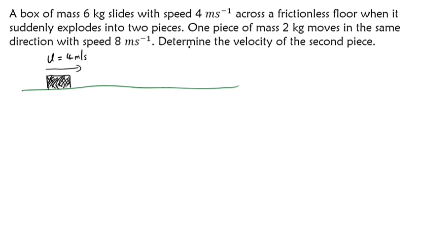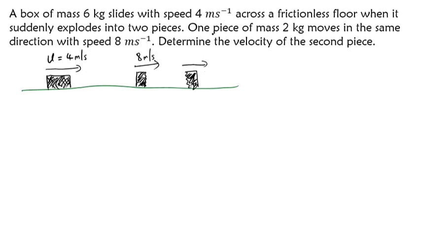It then explodes into 2 pieces. After the explosion, we have this piece here. Remember, they are going in the same direction. It says it explodes into 2 pieces and moves in the same direction. So this one moves in the same direction, but with a speed of 8 meters per second. Then the other piece, let's say this is the other piece here. In short, the box just splits and also moves in the same direction.